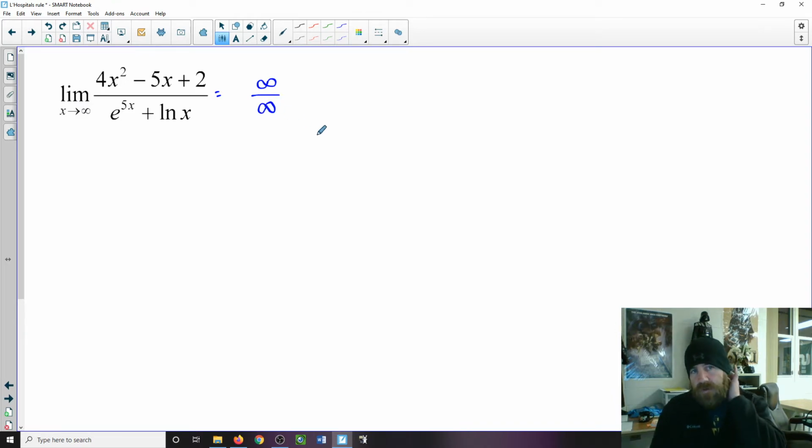We have to know where our graphs are trending towards, like for ln x and e to the x, and all of our basic graphs that we've been using. We need to be able to tell where they're going. So we get infinity over infinity, so we can go ahead and take the derivative.